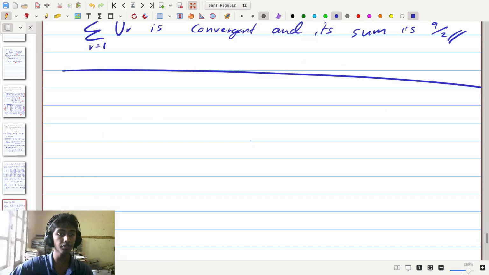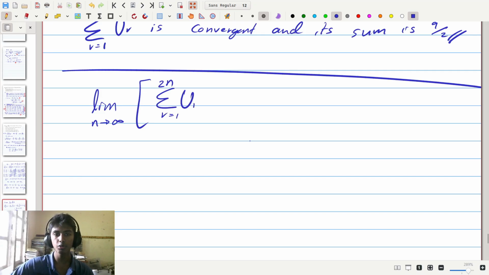So if we go down, I'm going to write a horizontal line here to separate the question. We have that the limit as n approaches infinity of the sum as r goes from 1 up to 2n of u of r plus m times the sum as r goes from 1 up to n minus 1 of u of n minus r, and this is equal to 18.